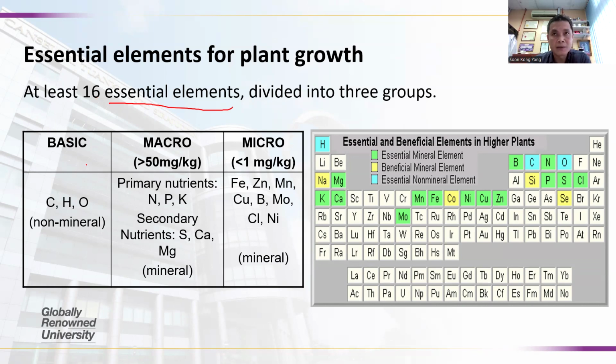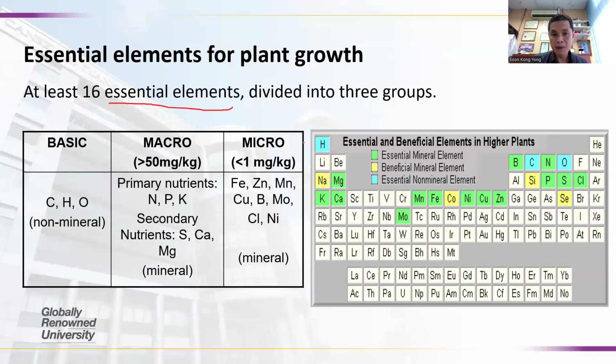The basic ones are non-metals like carbon, hydrogen, and oxygen, which can be absorbed by plants through the atmosphere, having carbon dioxide, and H and O coming from water in the soil. Although they are the primary building blocks for photosynthesis, they usually don't count as part of the plant nutrients. Plant nutrients start from the middle column, the macro. Macro means macronutrient. What are the quantities that are needed? More than 50 milligram.